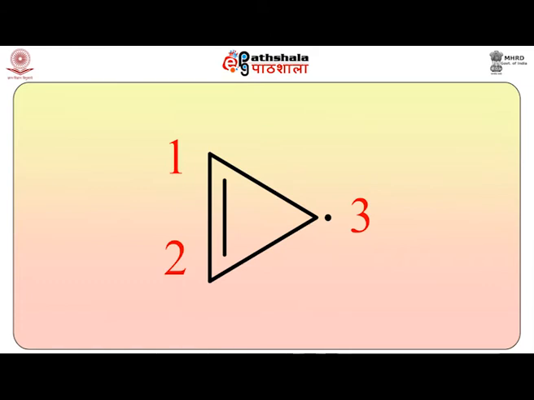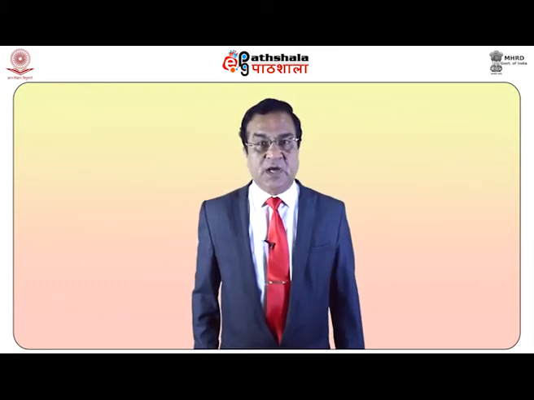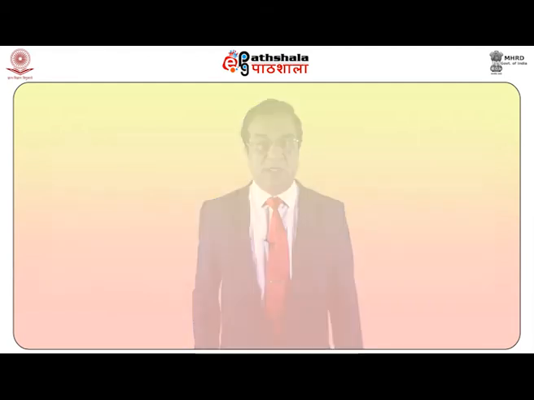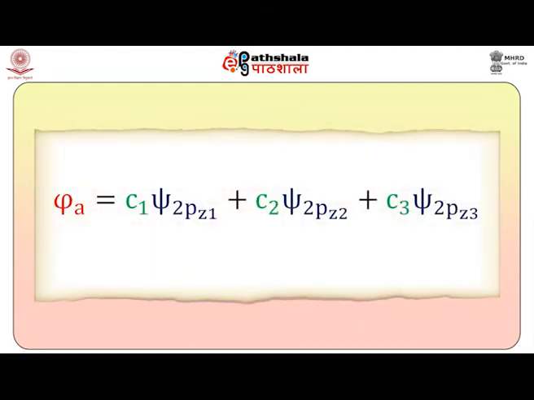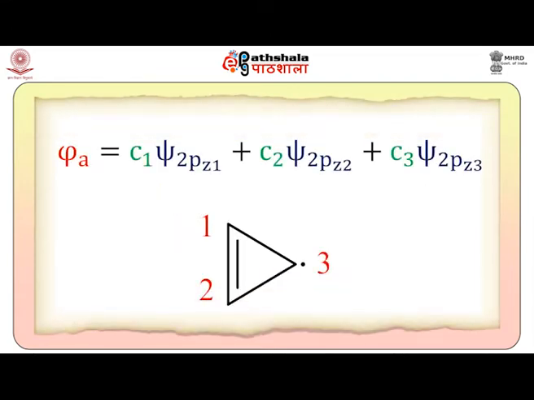And for the sake of our calculations, we are labeling the cyclopropenyl radical in the following way. For this system, the Huckel molecular orbital wave function is phi A equals C1 psi 2pz1 plus C2 psi 2pz2 plus C3 psi 2pz3. Please see that psi 2pz1 is the pi atomic orbital centered on carbon atom 1, and similarly psi 2pz3 is the pi atomic orbital centered on carbon atom 3.